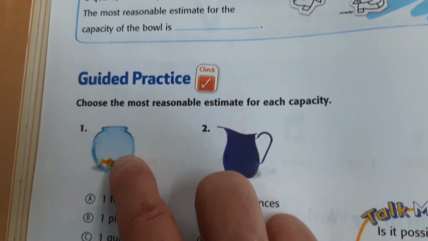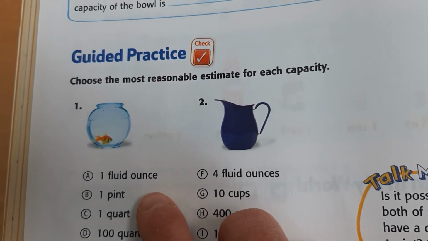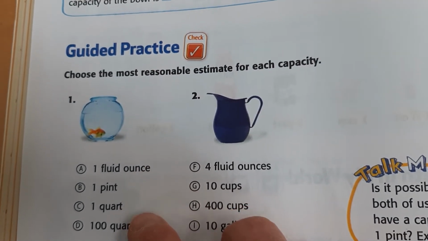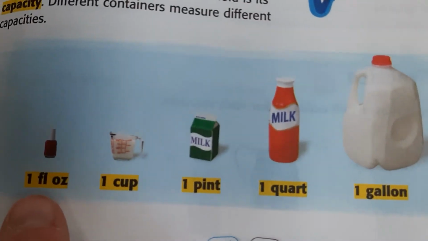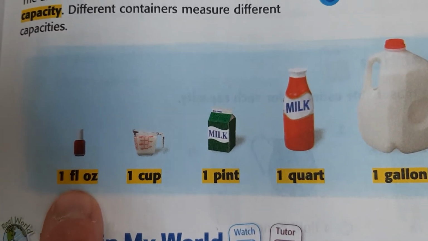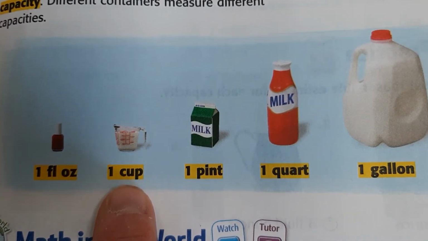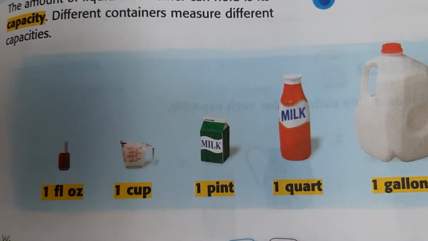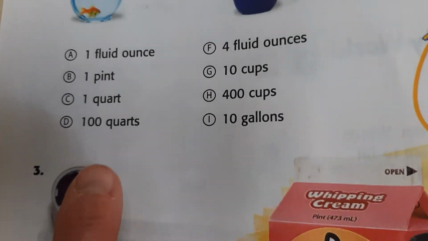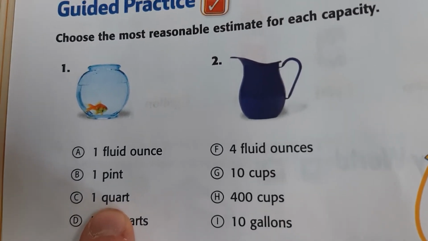So let's take a look at the fishbowl. Would that be 1 ounce, 1 pint, 1 quart, or 100 quarts? So you go back and take a look at this page. Does it look like it's 1 ounce? Not so much. 1 cup? I don't know. That fish would have a hard time swimming around in that little cup. But a quart? If you poured a quart into that fish bowl, that probably makes the most sense. So the answer for this one is 1 quart.